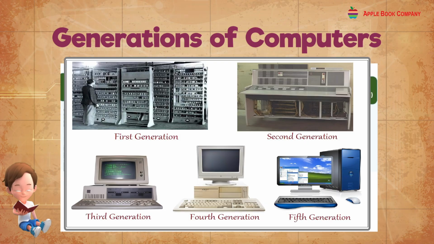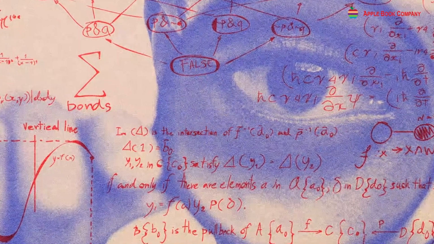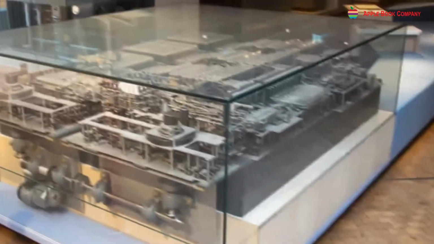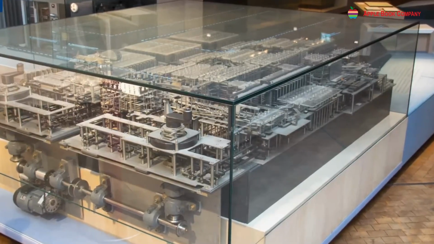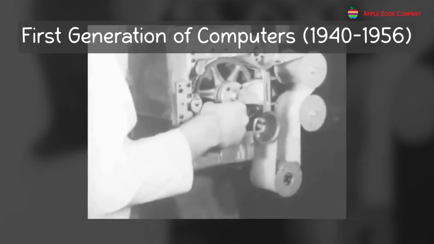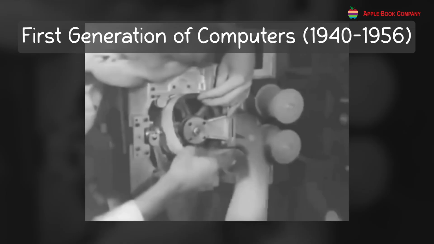Generations of computers. Computers have evolved significantly over time. This evolution is categorized into different generations, each marked by major technological developments. First generation of computers, from 1940 to 1956.